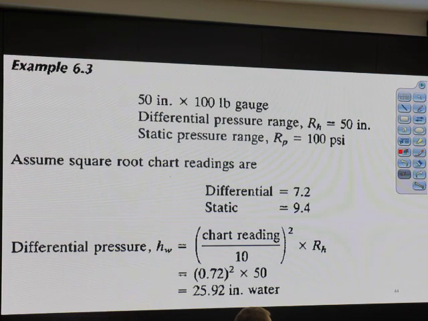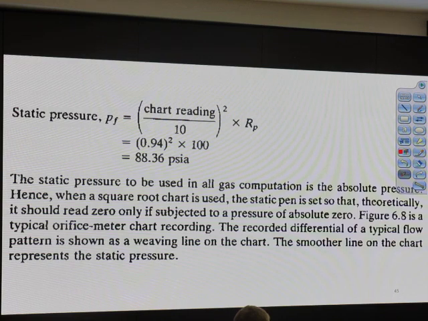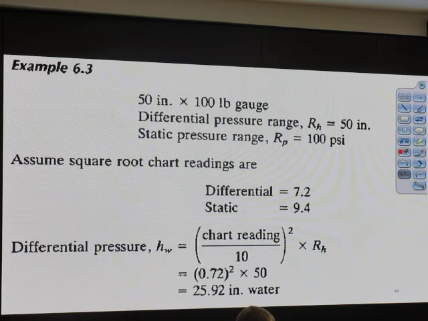Okay, this part is an example. You may go through this, but you will see specifically what this is about: the square root chart.